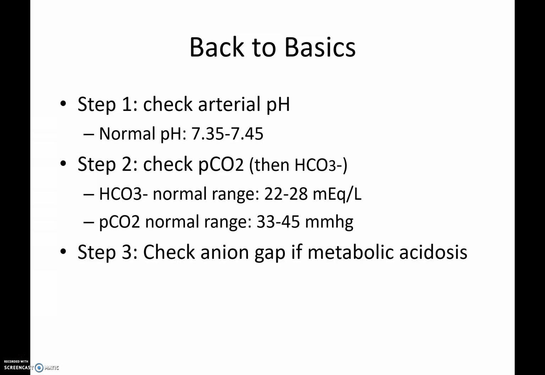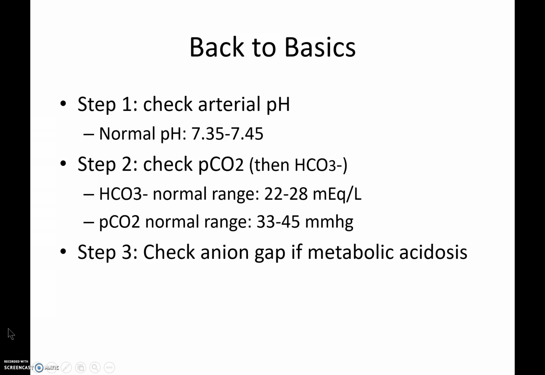For every acid-base disorder question, you're going to have an arterial blood gas that they're going to provide to you. Your arterial blood gas is going to include a pH, a PCO2, and a PO2. And then in addition to that, they're also probably going to give you a bicarb and some of your electrolytes.